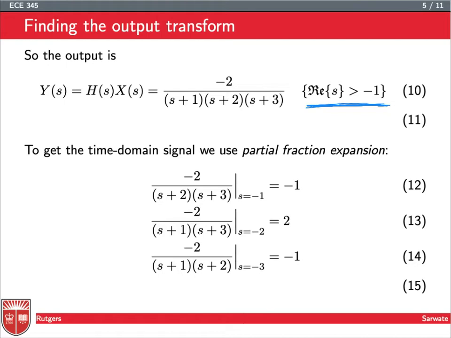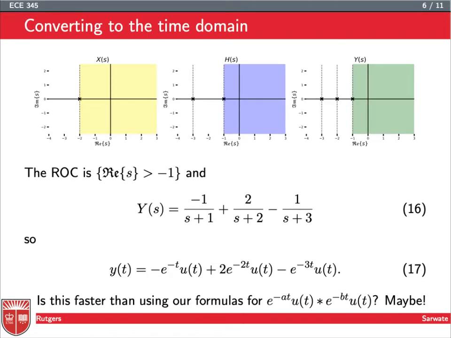Okay, so now to get the time domain signal, we're going to use partial fraction expansion. To get the s equals minus 1 term, we cancel out the s plus 1 and plug in s equals minus 1, and similarly for minus 2 and minus 3. And we're going to get these numbers, minus 1, 2, and minus 1. You can verify that for yourself. Okay, so now we have to convert back to the time domain. That's the next step in the problem.